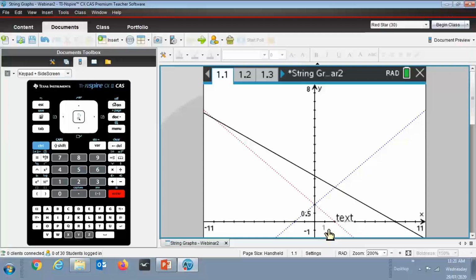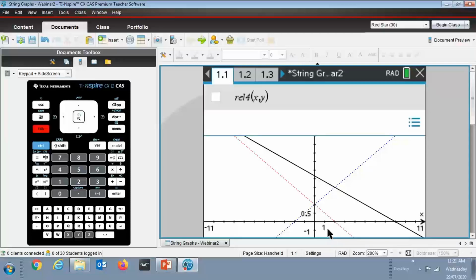To get the other two lines, we're going to press tab once again, and we'll put in y2.